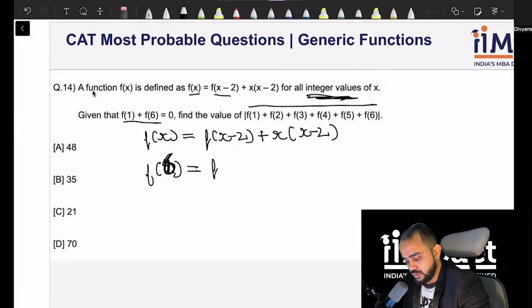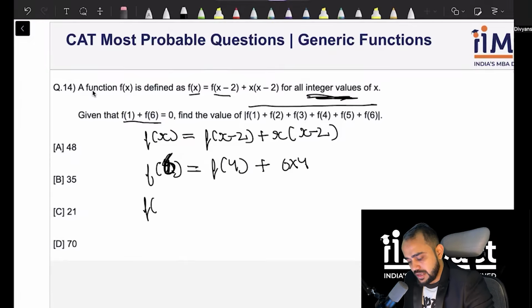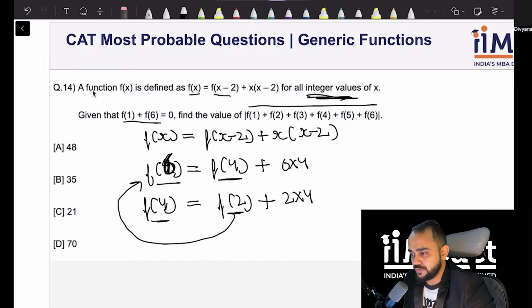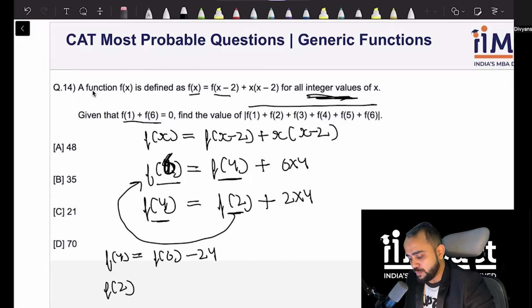f of 6 is equal to f of 4 plus 6 into 4, which means f of 4 is equal to f of 2 plus 2 into 4. Now I can express f of 4 in terms of f of 6, and because I can express f of 2 in terms of f of 4, I can express f of 2 in terms of f of 6. So I am getting f of 4 is equal to f of 6 minus 24, and f of 2 is f of 4 minus 8, which means f of 6 minus 32. These two I have converted to f of 6, and f of 6 is equal to f of 6.